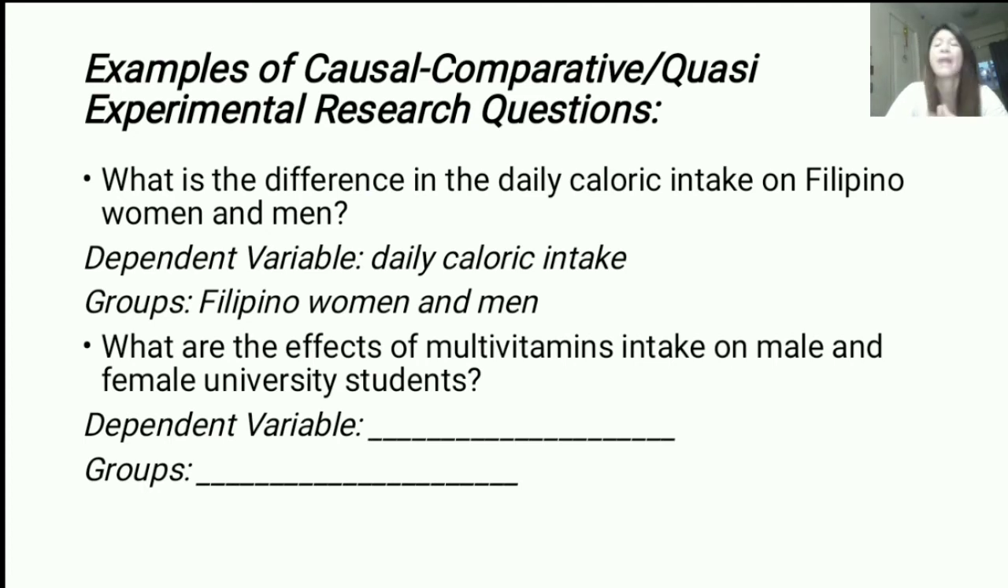Okay, let's have some examples. What is the difference in the caloric intake of Filipino women and men? The dependent variable here is the daily caloric intake, and the groups involved are Filipino women and men. What are the effects of multivitamins in vitamin intake on male and female university students?